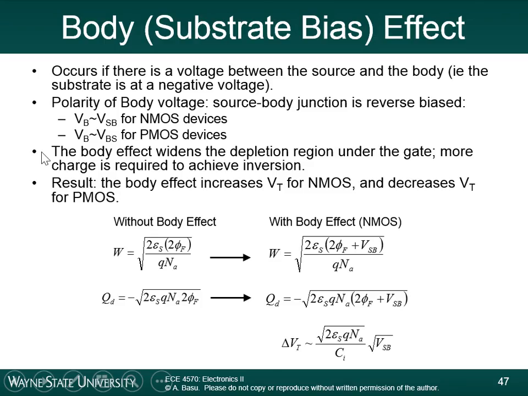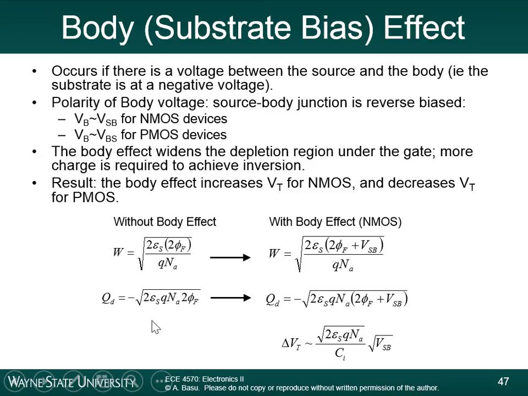So the polarity of the body voltage: the source-body junction is reverse biased. VB is equal to VSB for the NMOS device, and VB equals VBS for a PMOS device. VSB means the voltage between the source and the body, the source to body voltage. That's what's referred to as the body voltage in an NMOS device. And for a PMOS device, it's the body to source voltage.